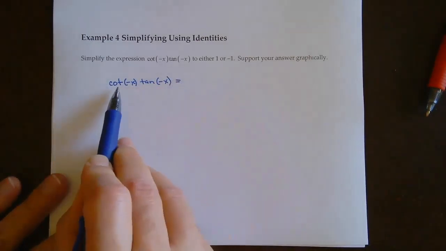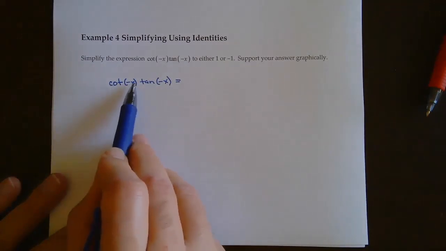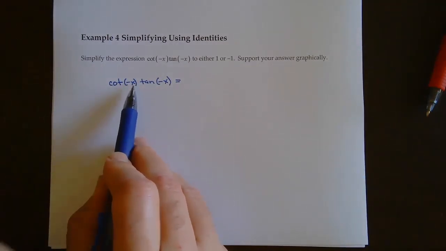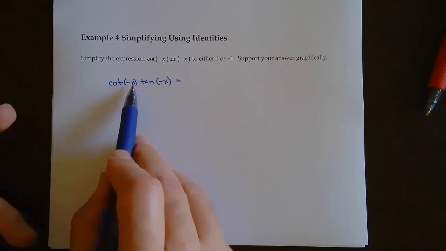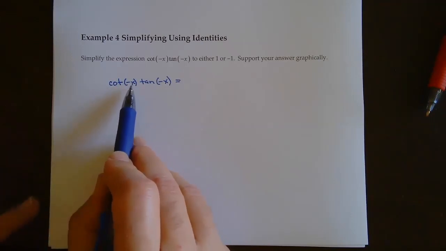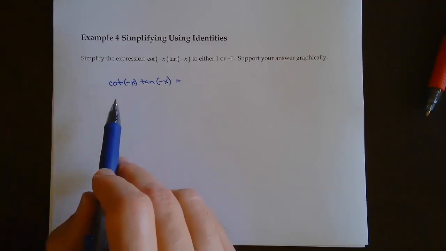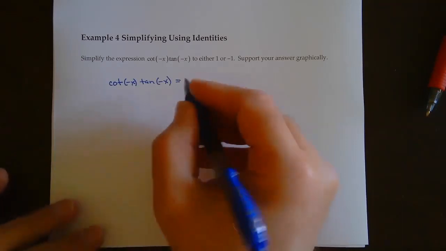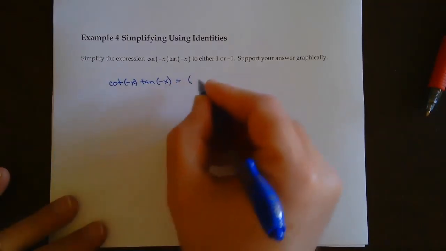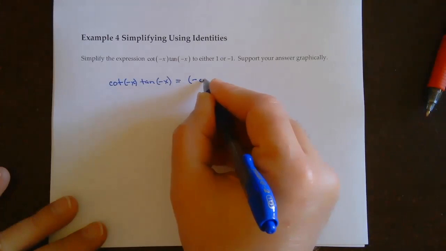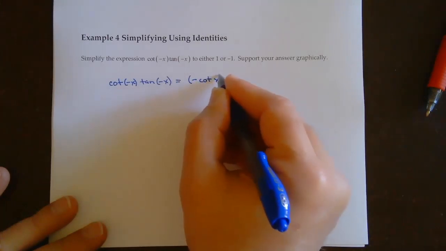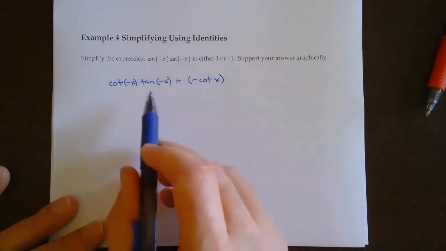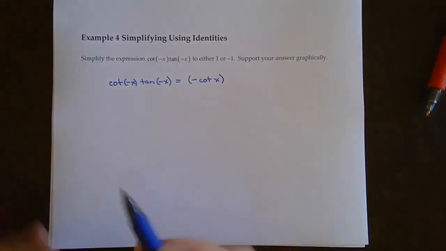Okay, so for this one, we're going to use an odd-even identity because now theta has been replaced with x here. That doesn't matter; this x is the angle of rotation. So cotangent of -x, that's an odd-even identity. That's the same as negative cotangent of x. So I'm going to replace cotangent of -x with negative cotangent of x. Tan of -x. And that's where it's helpful.